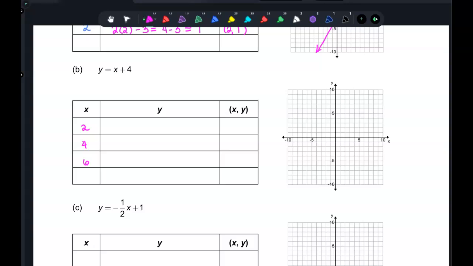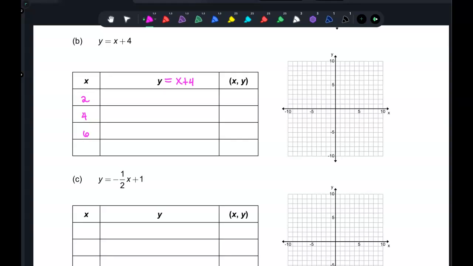Okay, this time I'm plugging into y equals x plus 4. So this is a different line. Charlie said 2, 4, and 6. So she picked different points, but guess what? Our lines should look the same at the end. So I have the point 2, comma 6. Then 4 plus 4 is 8, so this will be 4, comma 8. And if I use 6, 6 plus 4 equals 10.